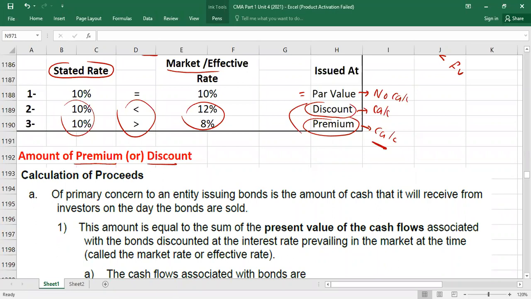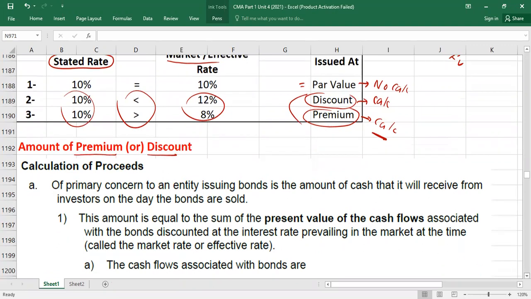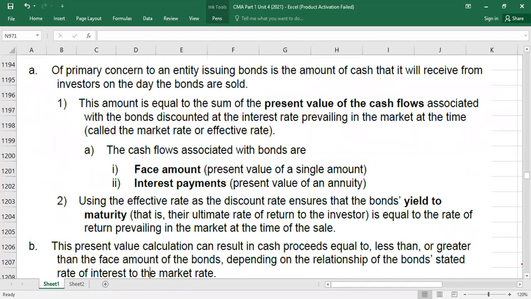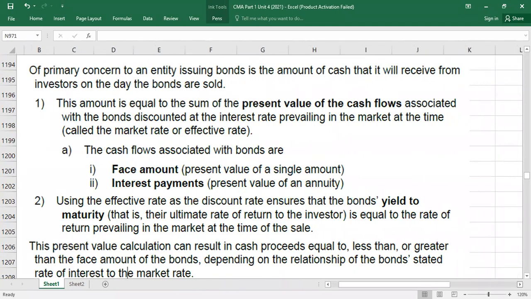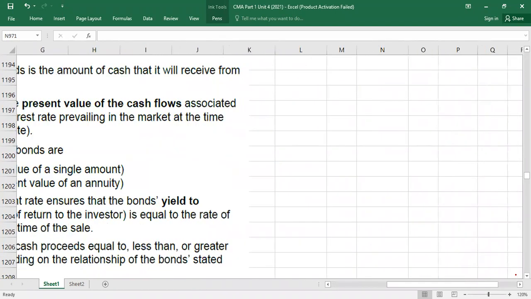Okay, so it is a very simple idea, guys. What we are going to do here is simply calculate the present values of future cash flows, which we will discount at the market rate, to decide the issue price. For example, if you are issuing bonds, first tell me what the future cash flows are which you will pay as a company, or which you will receive as an investor.